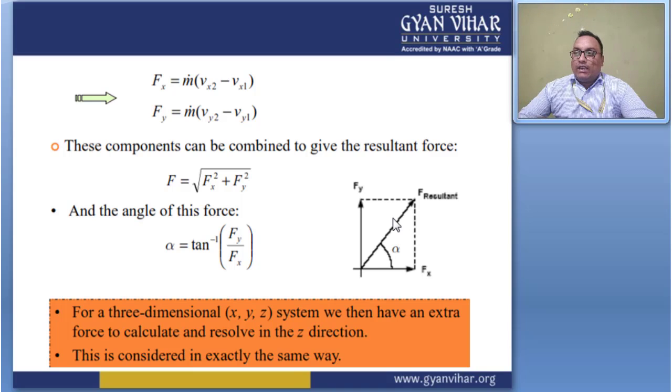vectorially, and the angle at which this force acts is given by alpha equal to tan inverse Fy by Fx, and the force is F equal to the square root of Fx square plus Fy square. This is the resultant force, but this is applicable only for the two-dimensional flow.